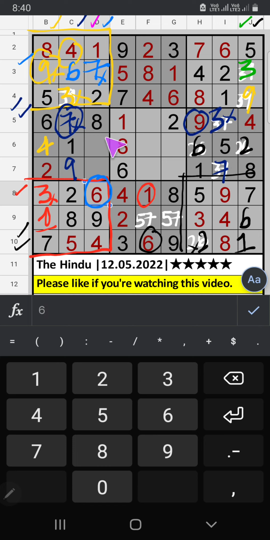Column D, 2 numbers are remaining, 3 and 5. Sixth row, we have 5, so 5 can come in this cell. 5 is confirmed here, then 3 is here.